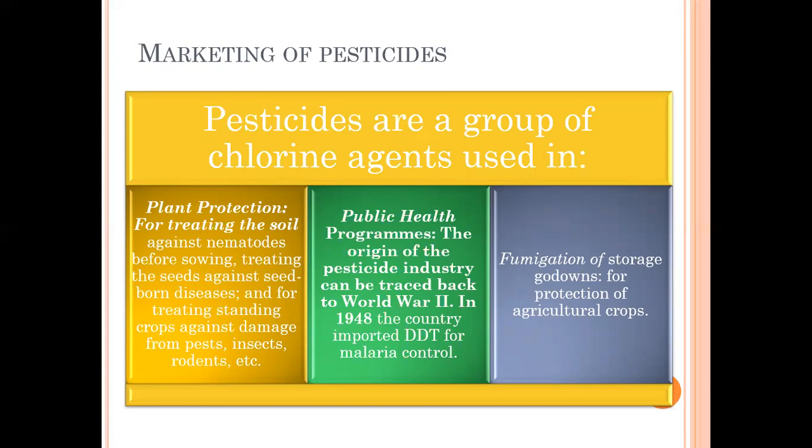Disinfectants are there for preventing the spread of bacteria in the crop. And compounds are there which are used to control mice and rats. Okay, so basically, if we see, they are chemical agents used to protect our crop.